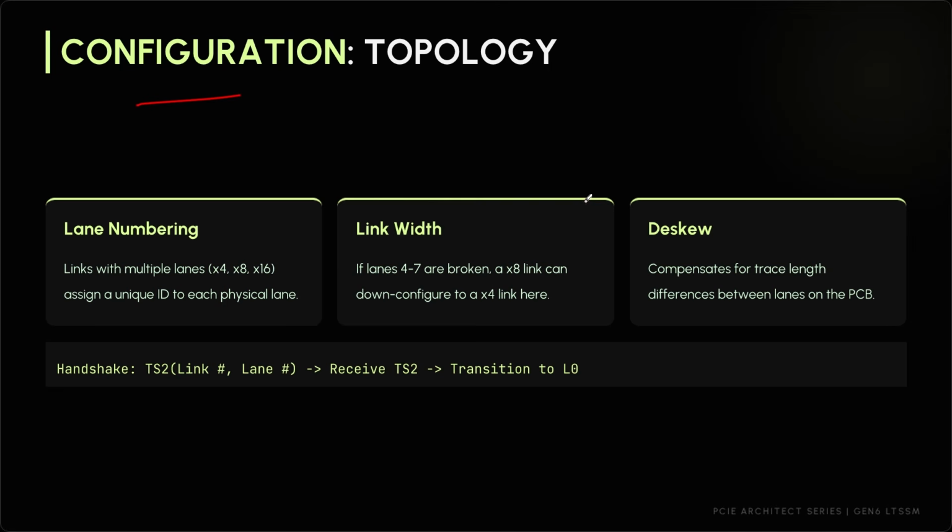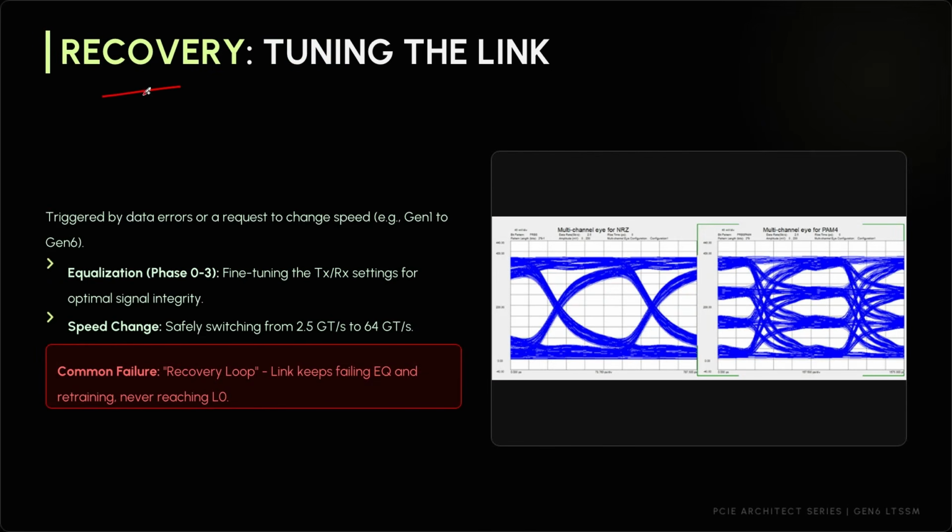But before reaching normal operation, let's discuss what happens when the link quality changes. Then it comes to the Recovery state. Recovery is one of the most important states in PCIe. Whenever signal quality degrades or speed changes are requested, LTSSM enters the Recovery state. Recovery performs equalization. Equalization fine-tunes transmitter and receiver parameters. In PCIe Gen6, operating at 64 giga transfers per second, equalization becomes extremely critical.